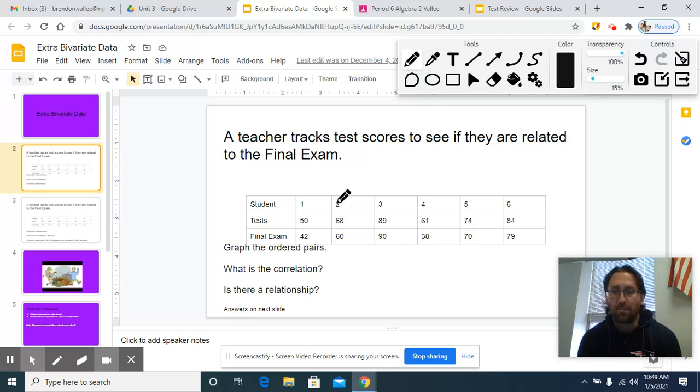They're not really two comparable things. They're two completely different tests. One's an exam, one's a test, probably different material. So one doesn't affect the other. You get a 0 on one and 100 on the other. Really, there's no relationship there.